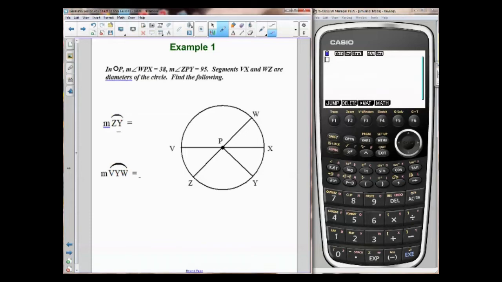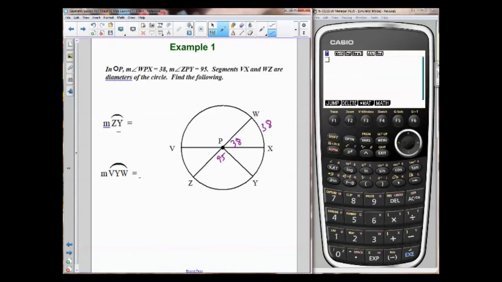So let's go ahead and take a look at this problem. We got WPX is equal to 38. So straight off the bat, we know that this arc is going to be 38 because it's a central angle. ZPY right here is 95. Now, very often we're going to ask you to find something, and you're just going to have to go out and find it, whatever we're asking for. And it's usually not straightforward, like 38, 38.